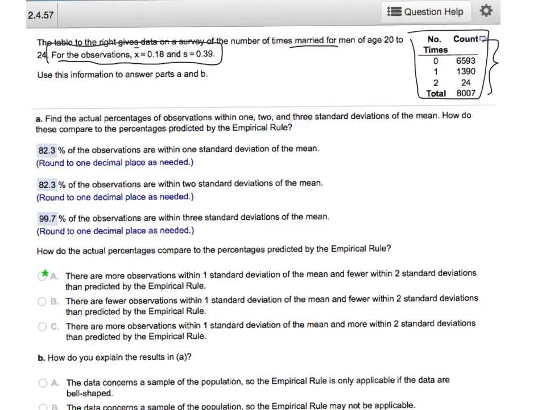This is very typical statistics language that we have to get used to. So within one standard deviation of the mean, the way we interpret that is you take the mean, the 0.18, that's from up here, and we're going to form an interval, meaning we're going to turn this into a range of numbers that go up one standard deviation and down one standard deviation. So the standard deviation here is 0.39, and going down one standard deviation from the mean would be subtracting, and that'll give us negative 0.21.